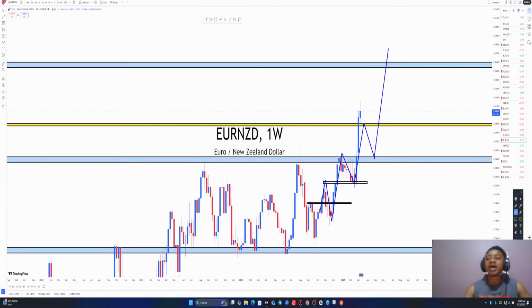So instead, price was able to break above what? The resistance, above the weekly resistance level. What does it mean? It means there's more buy pressure in the market that is pushing price all the way to the upside. That is why we couldn't see any form of retest technically before price went all the way to the upside.